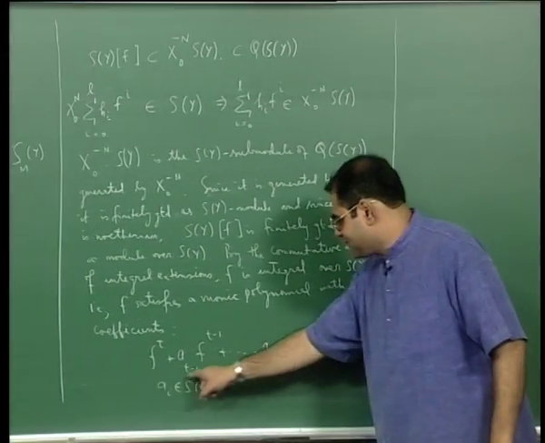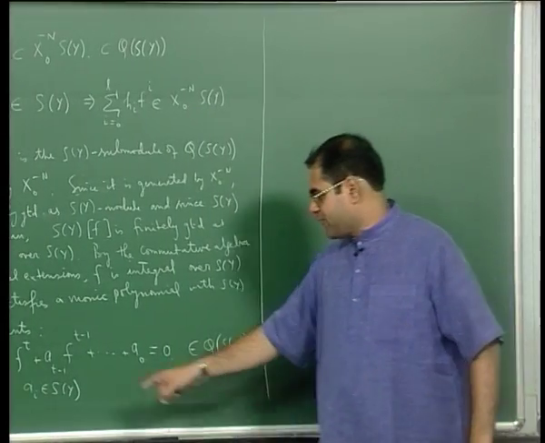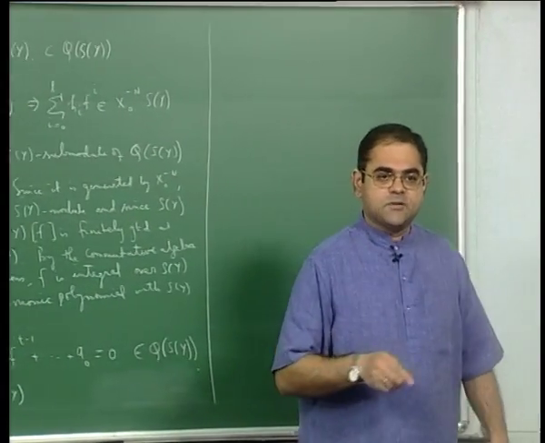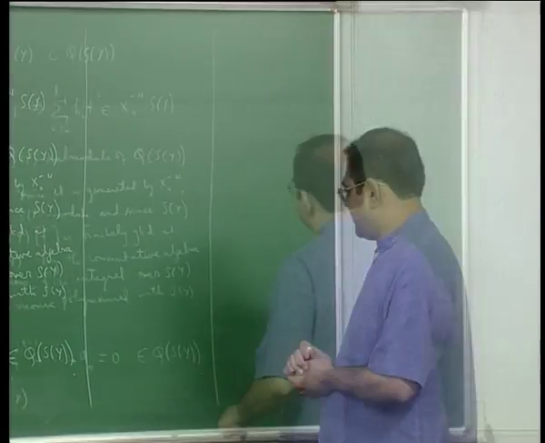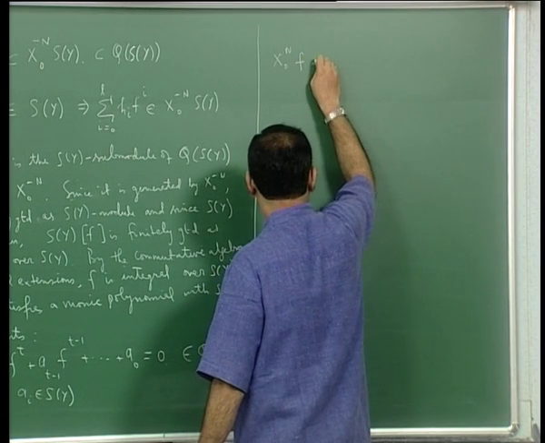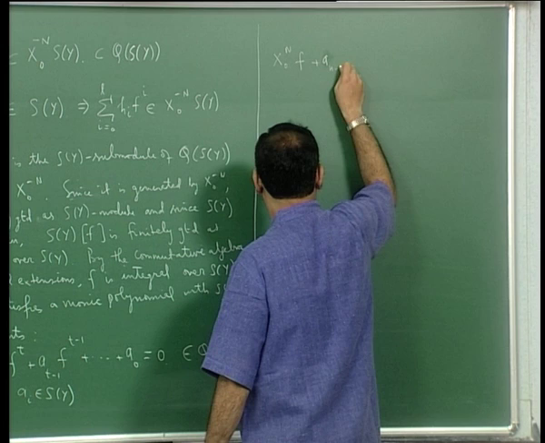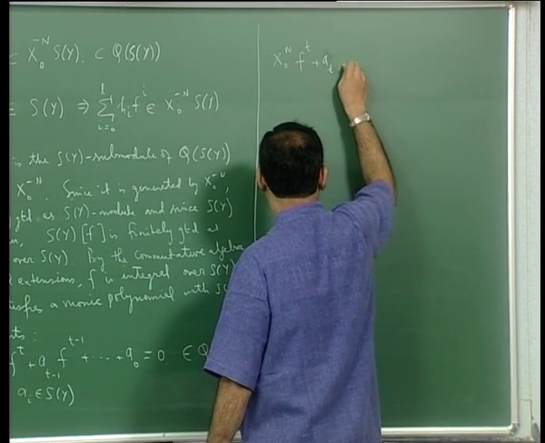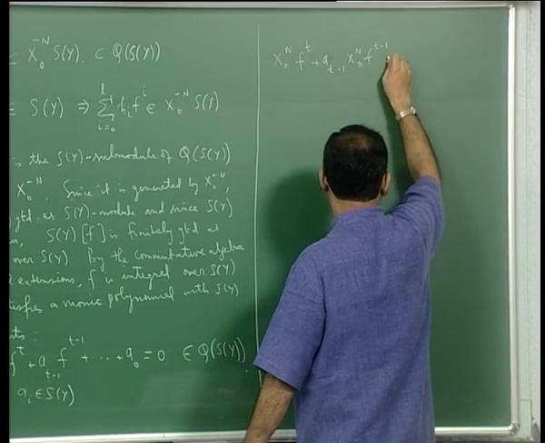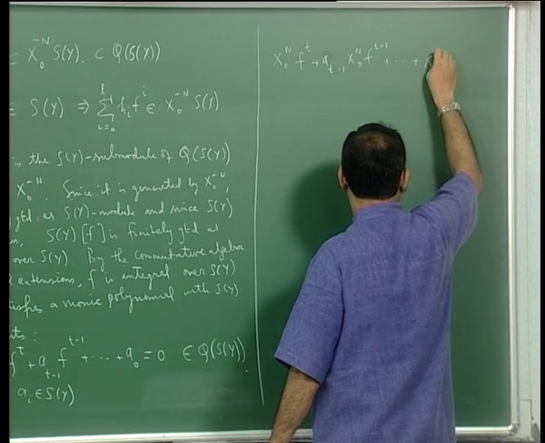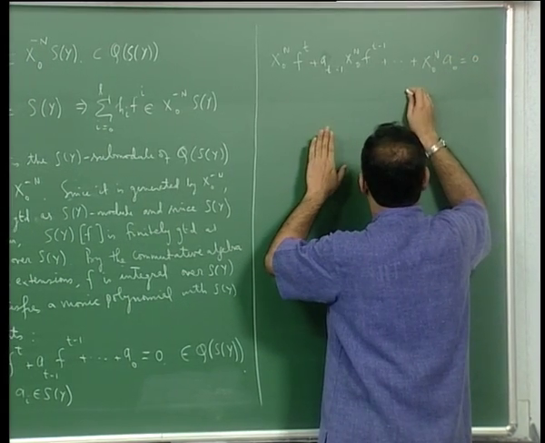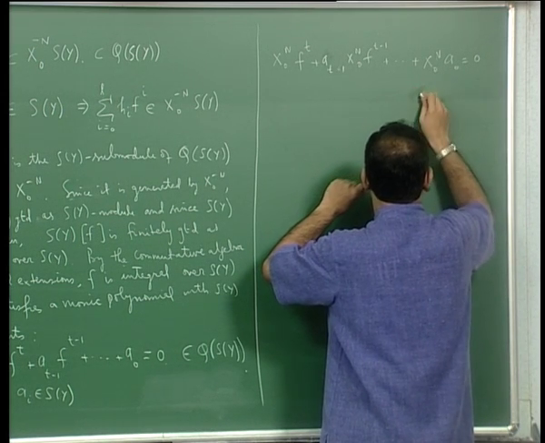Now each of these a sub i's are in Sy, so they have homogeneous components. What I want to say is that you can replace each of these with the degree 0 homogeneous component. And so what you do is multiply this whole thing throughout by x0 to the n. You will get x0 to the n f to the t plus x0 to the n a sub t minus 1 f to the t minus 1 plus and so on, plus x0 to the n times a sub 0 equals 0. Now this certainly makes sense inside Sy.